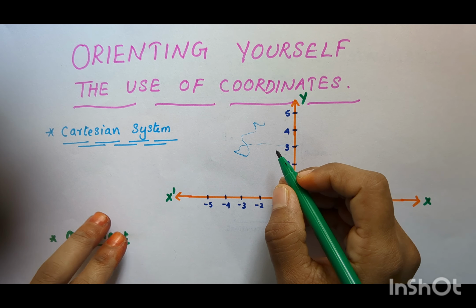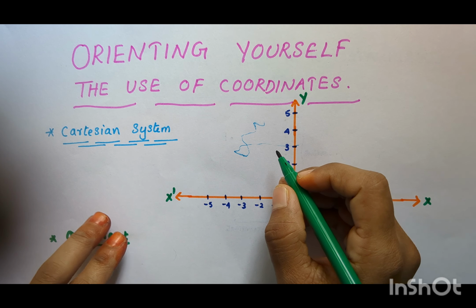See, in the Cartesian system, there are two perpendicular axes. There are two perpendicular straight lines. One is the horizontal straight line x dash. Another one is the vertical straight line y dash. And these two straight lines intersect at this particular point which is named as O. The point of intersection of these two straight lines is called the origin. It is denoted by the letter O.